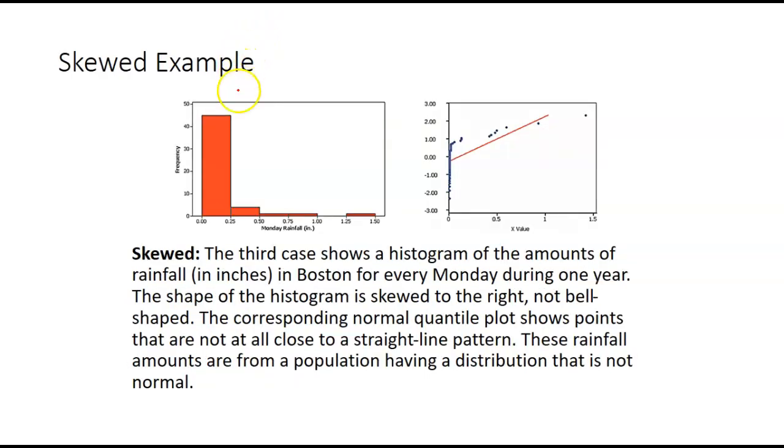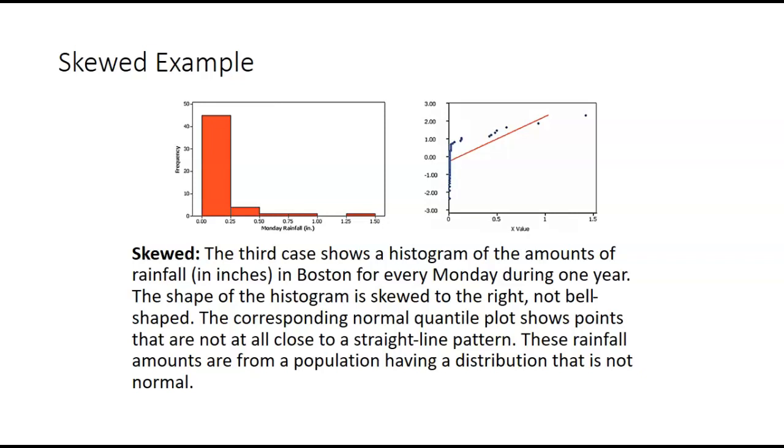Okay, so a skewed example. If our histogram looks something like this, clearly this has a right skew to it, and this would be the normal quantile plot that accompanies that. Obviously, that does not line up near a straight line. So I don't think either of these would be disputable as far as what they're telling us.